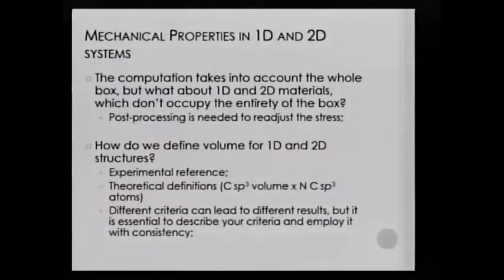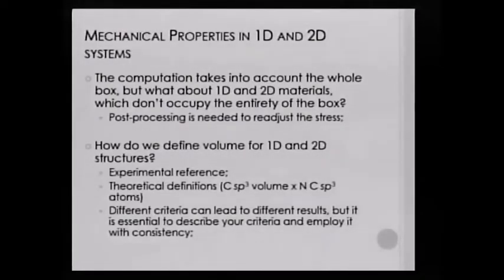In graphene, for example, you have a spacing between the layers of approximately 3.4 angstrom. That means that effectively, the volume that graphene occupies is its area times 3.4 angstrom. So this is an example of what would be an experimental reference.